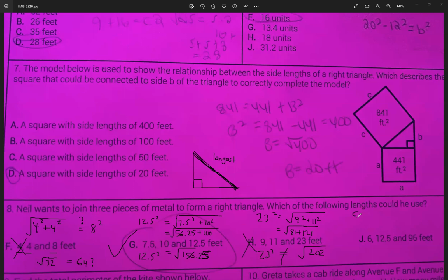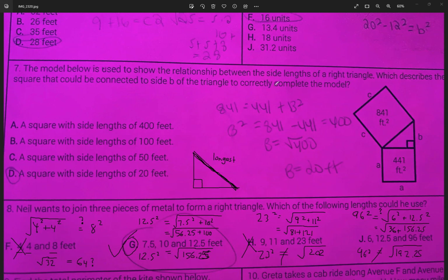Same thing on J. Does 96 squared equal 6 squared plus 12.5 squared? This is the same thing as 36 plus 12.5 squared, which is 156.25. Plus 36 is 192.25, which does not equal 96 squared. So it's got to be G, because the Pythagorean theorem checks out. The other three do not check out. Okay, that makes sense now.